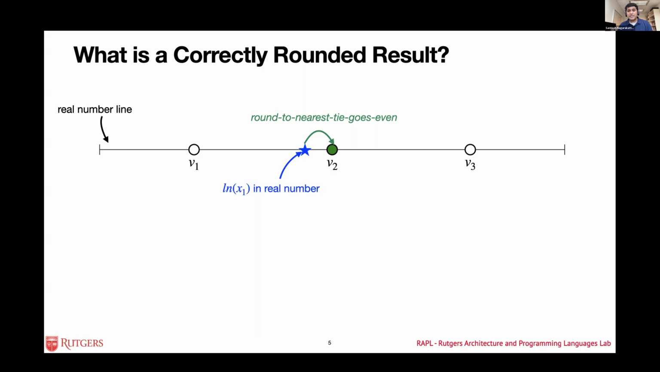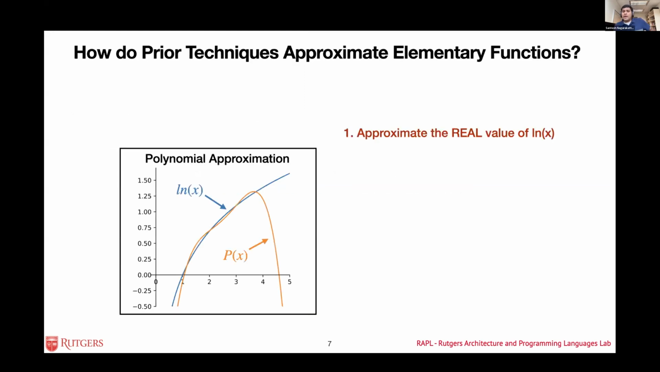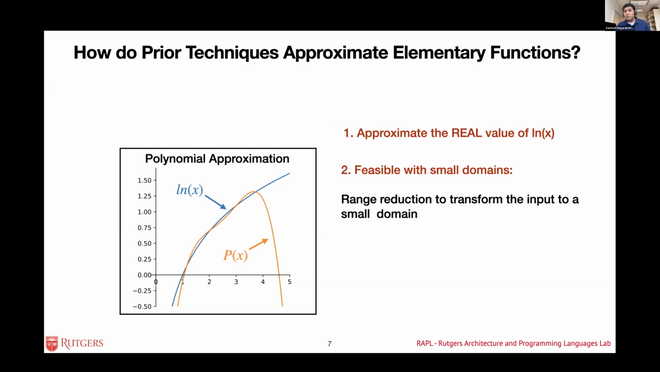Now, let's see how existing implementations of correctly rounded libraries, or generally mainstream libraries, produce results. Everyone uses results from approximation theory, the Weierstrass theorem and Chebyshev interpolation theorem, to approximate the real value of the elementary function. And it turns out you can only do this over a very small domain. If you look at the slide here, you can do approximation over a very small domain. So you have an input, which may be very large. You need to reduce it to a small domain to make this approximation feasible. And this process is called range reduction.